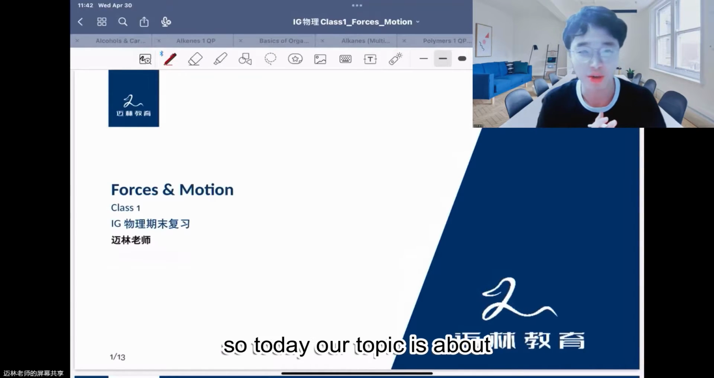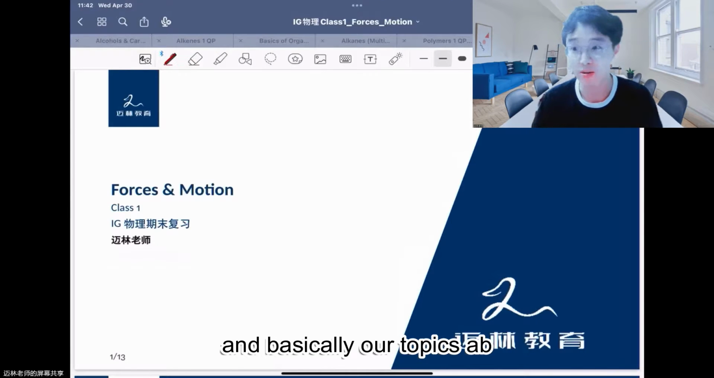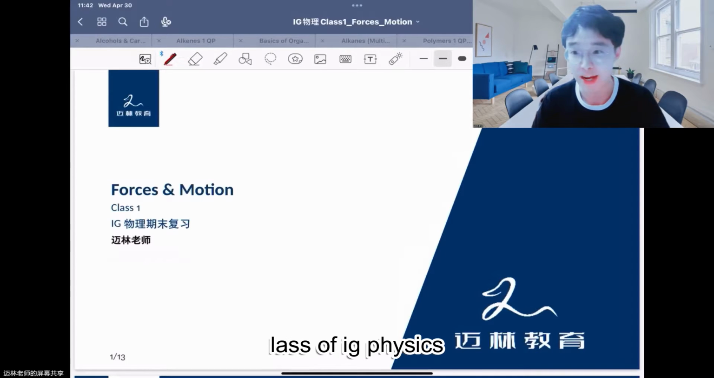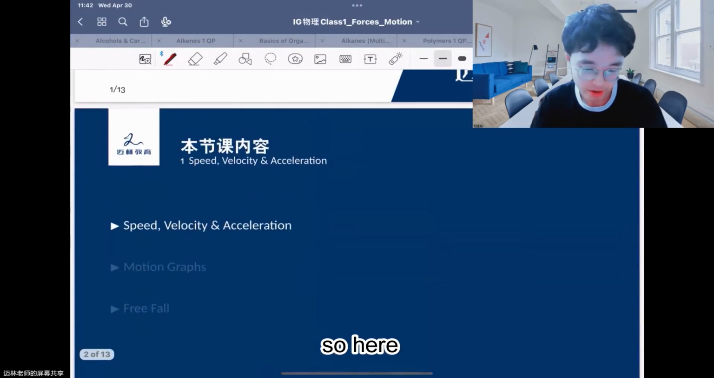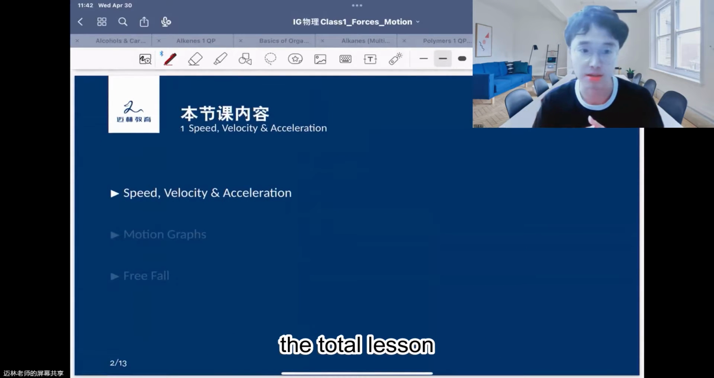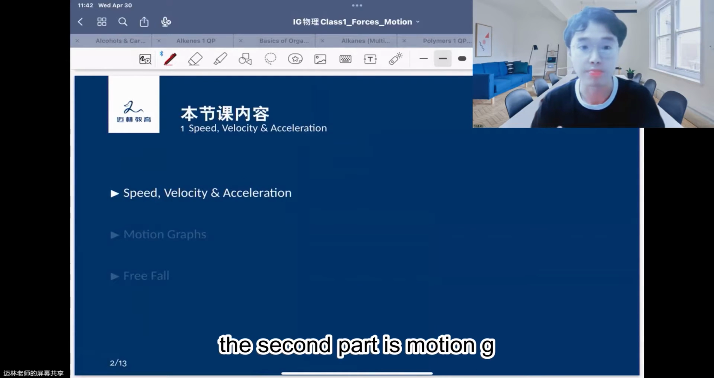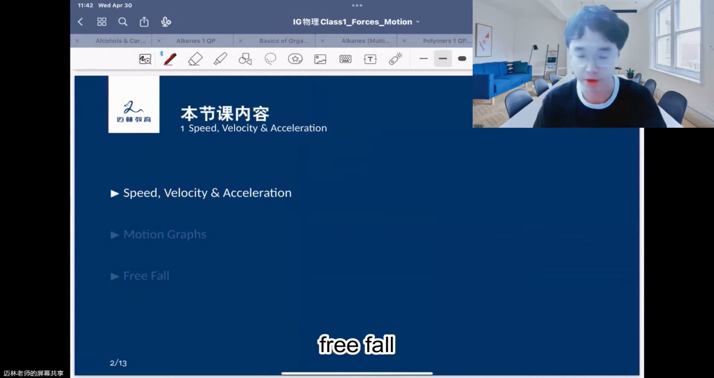Okay, so today our topic is about forces and motion, and basically our topic is about motion, and it's also for our first class of IG Physics in the final. Okay, so here, as you can see, we have three chapters in the total lesson. The first chapter is speed, velocity, and acceleration. The second part is motion graphs, and the last part is free fall.